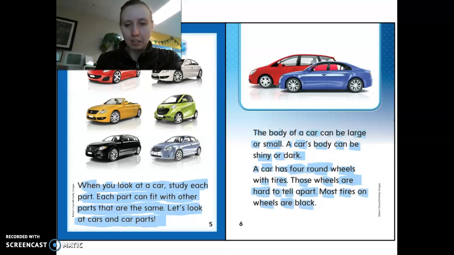The body of a car can be large or small. A car's body can be shiny or dark. A car has 4 round wheels with tires. Those wheels are hard to tell apart. Most tires on wheels are black.